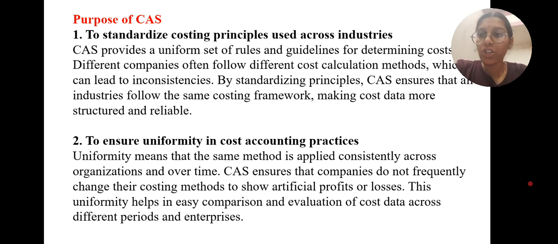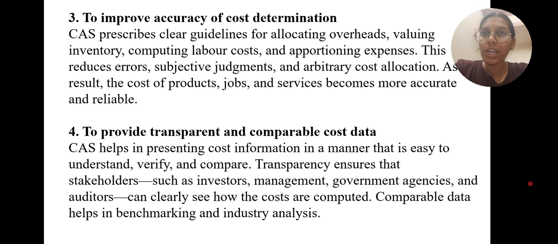And the next one is to ensure uniformity in cost accounting practices. The second point is it will create uniformity and equality between different organizations operating in the same industry or different industries, without hiding particular expenses which are key. And the third one is to improve accuracy of cost determination. While defining standardized cost accounting systems, all the costs related to a product, job or service become more accurate and reliable, where no fraudulent or misappropriated numbers will be entered.